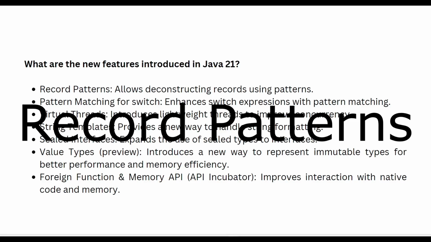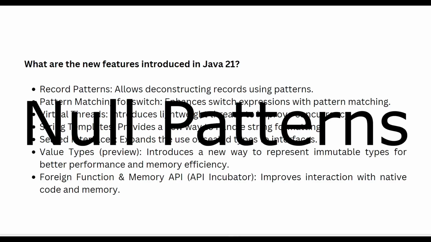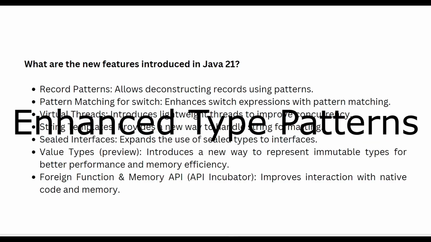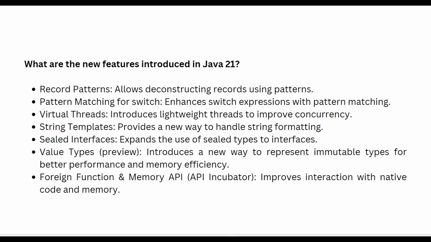Now with record patterns you can match and deconstruct or destructure record types directly in the switch statement, which we have already talked about. We get null patterns. The case null pattern allows you to explicitly handle null values in switch expressions. We get pattern guards, and these pattern guards using when are still available to add additional conditions to cases, improving flexibility. We also get enhanced type patterns, which support type patterns for matching types and extracting values in one step.